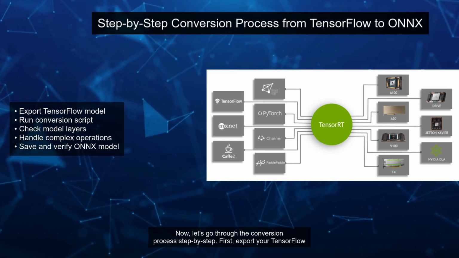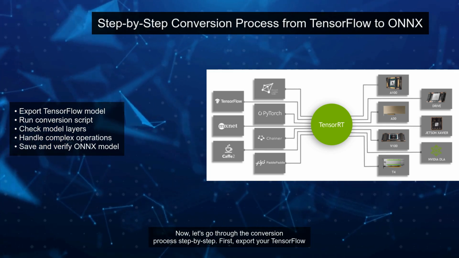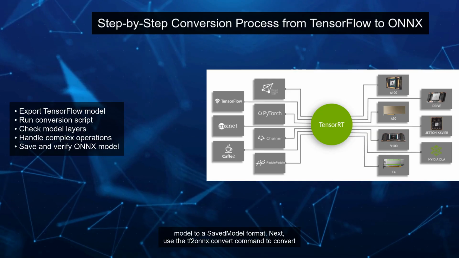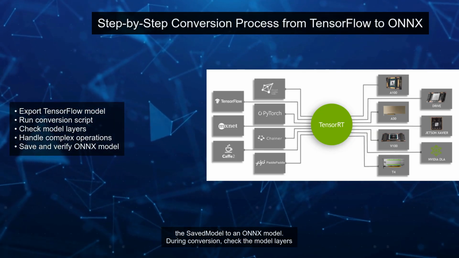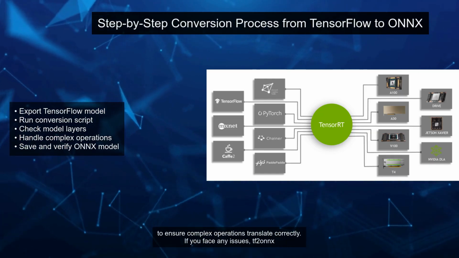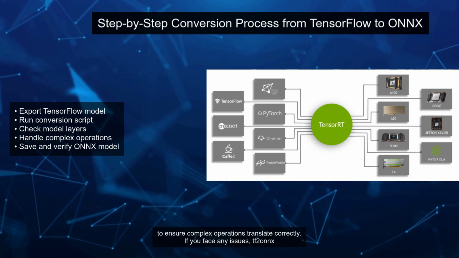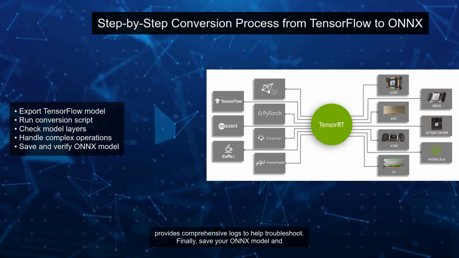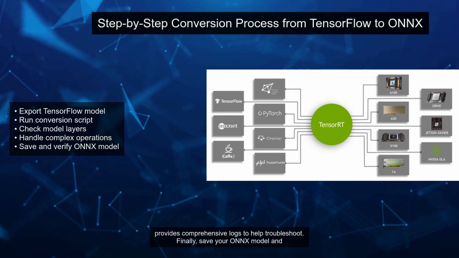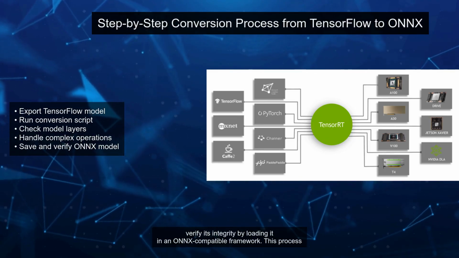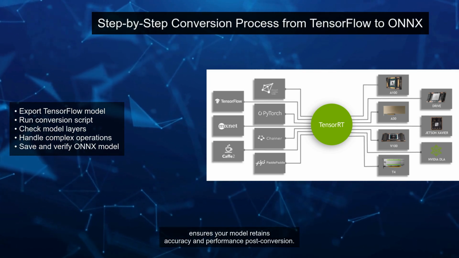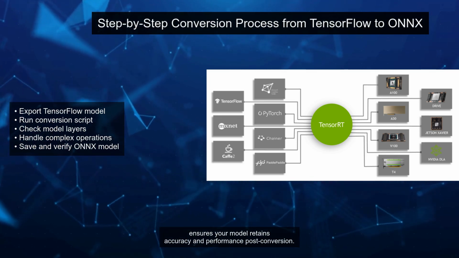Now, let's go through the conversion process step by step. First, export your TensorFlow model to a saved model format. Next, use the tf2onnx.convert command to convert the saved model to an ONNX model. During conversion, check the model layers to ensure complex operations translate correctly. If you face any issues, tf2onnx provides comprehensive logs to help troubleshoot. Finally, save your ONNX model and verify its integrity by loading it in an ONNX-compatible framework. This process ensures your model retains accuracy and performance post-conversion.